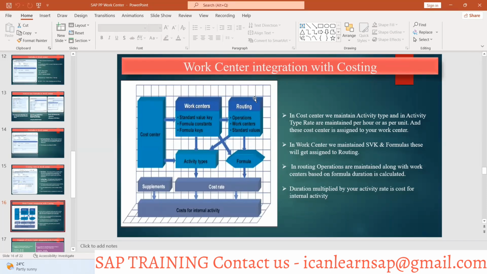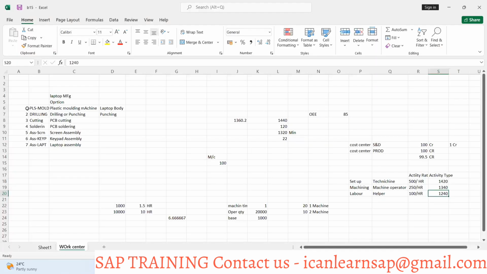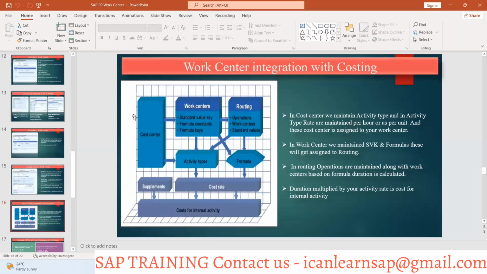Then this kind of work center we are going to assign in routing. So just imagine routing is nothing but a sequence of operations 1, 2, 3, 4, 5, and this is combinedly called a routing. These are the different operations: molding operation, drilling operation, cutting operation. All these operations are combinedly called a routing. And every work center has its own individual standard value key, formula constants, and formula keys. Then we have activity types, which are inclusive of your rate. Then activity types multiplied by the formulas, you will get the cost.